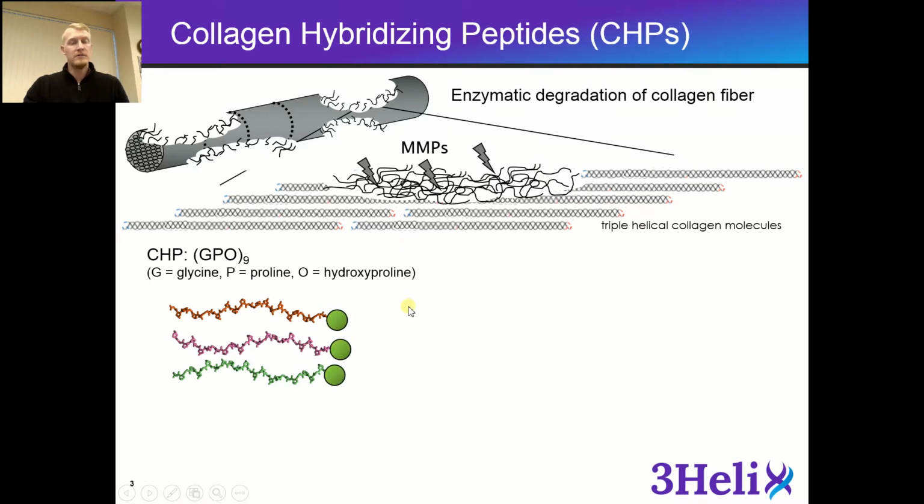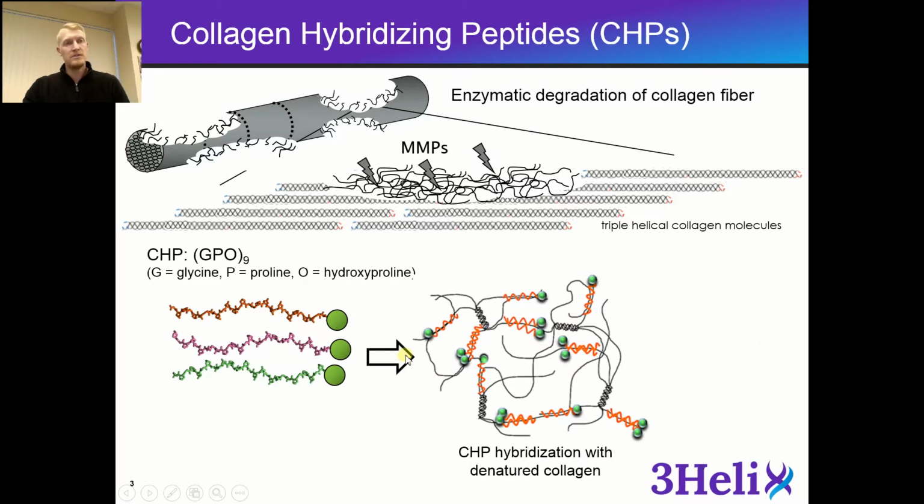So what we were able to do is attach fluorescent probes or biotin labels onto our CHPs, and then when we apply them to the tissue or gelatin substrates, these CHPs will fold back into a collagen triple helix with either 2 collagen strands or 2 CHPs to 1 collagen strand.